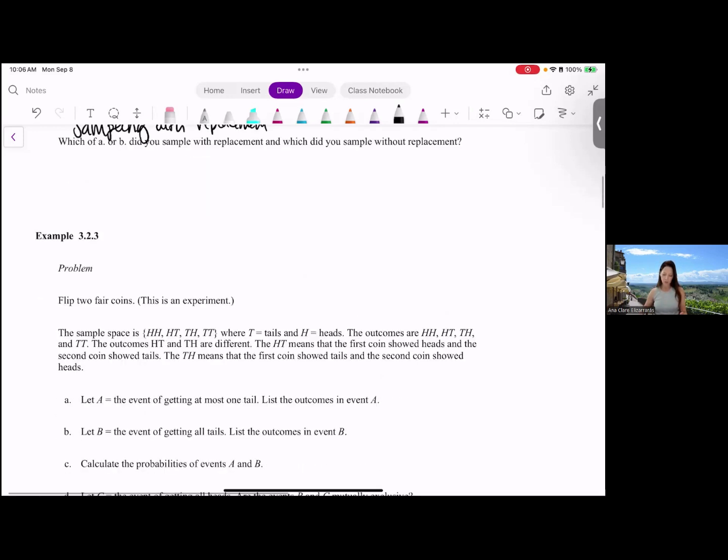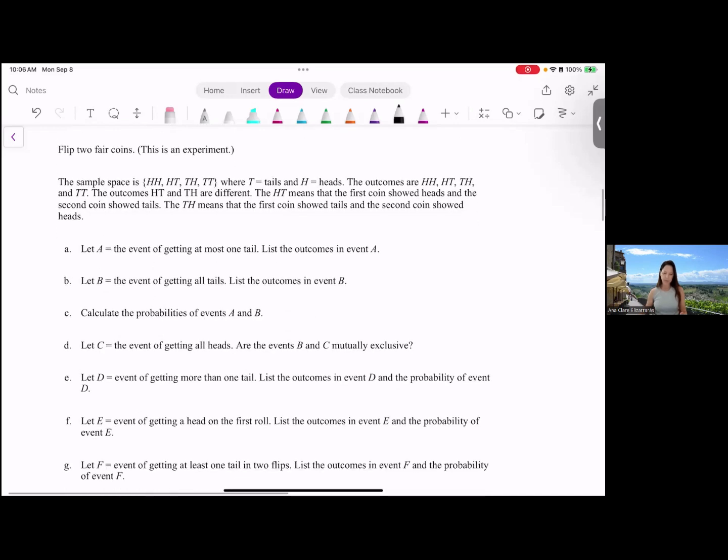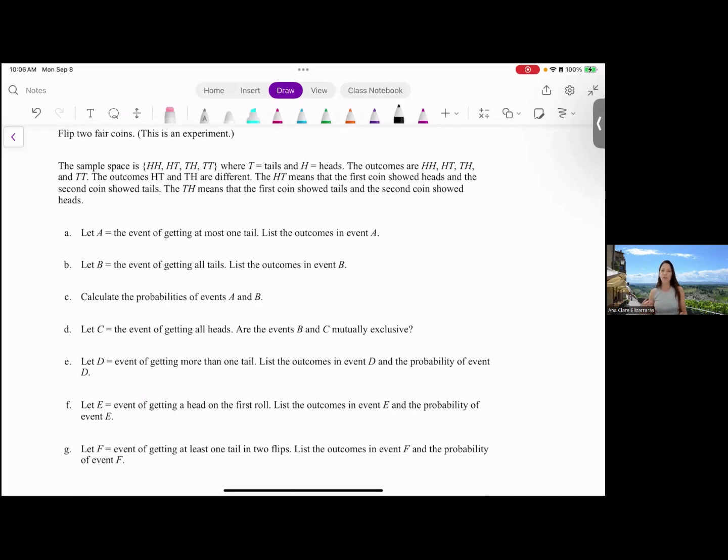All right, next question. We are flipping 2 fair coins and we have a sample space of heads, heads, heads, tails, tails, heads, tails, tails, where T is tails and H is heads. And we have the outcomes listed, which are in the sample space. The outcomes, heads, tails, and tails, heads are different. That's because heads, tails means you flipped a head first and then a tail. Tails, heads means I flipped a tail first and then a head.